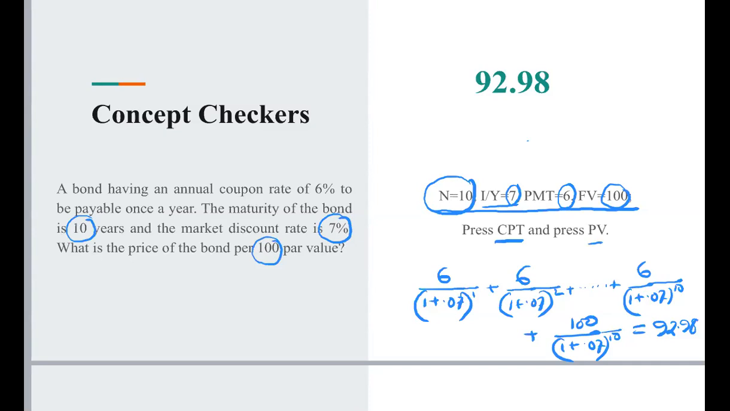The calculator display will show negative 92.98, because we gave the inputs for PMT and future value as positive, since we will receive those cash flows. For that, we have to invest in the bond, so our present value should be negative. We need not bother about the negative sign. The present value is 92.98. So this way we can find the present value of the bond.